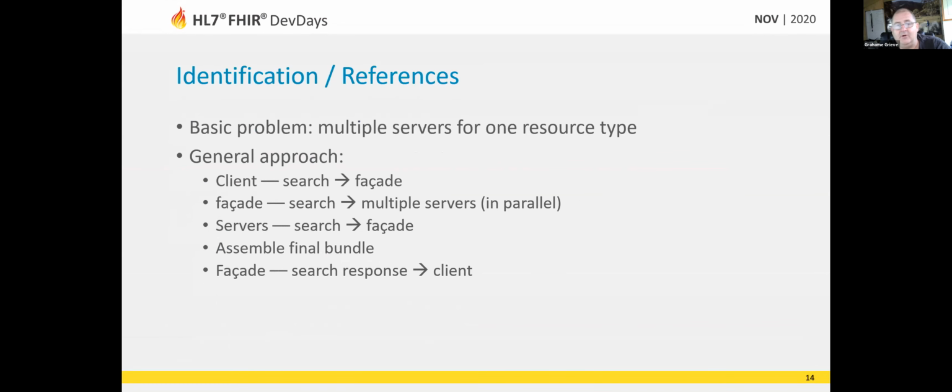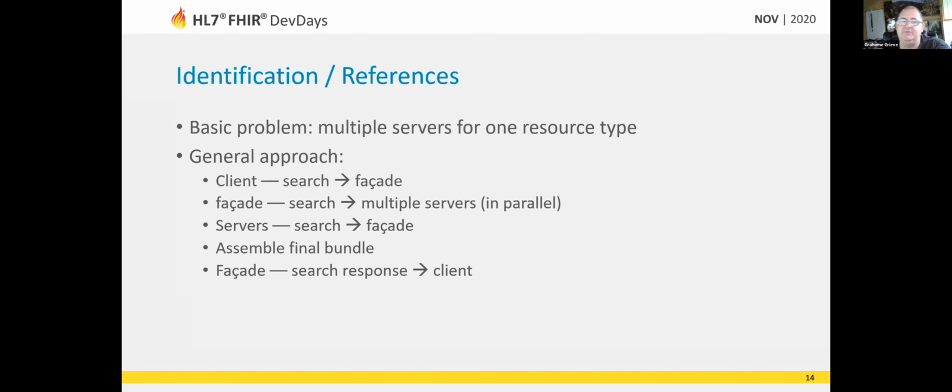Now, the other obvious problem, and one that has generated a lot of conversation as we've gone, is managing identification and references. The basic problem is you've got multiple servers for one resource type, and this comes together in search. So your general approach is the client issues a search to the facade, which passes that search on to multiple servers in parallel, or multiple ones of them at once, then it hears back from all of them and assembles a final bundle by collating the results from the multiple servers and then sends it back to the client.